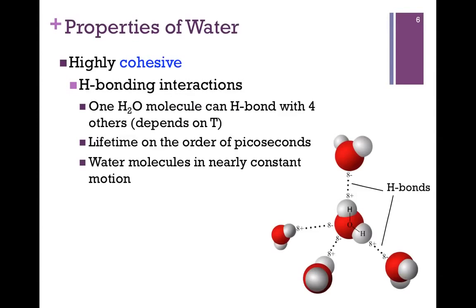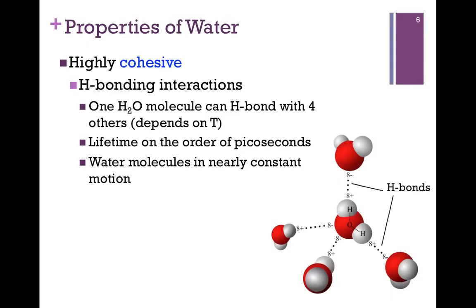One of the interesting properties of water has to do with its ability to form these hydrogen bonding interactions. It means it's highly cohesive. In the illustration here, one water molecule can hydrogen bond with four others. This depends to some degree on temperature. Recall that we have two partial negative dipoles because of those unshared electrons, and two partial positives on those hydrogen atoms, and so each one of those can form a hydrogen bond.